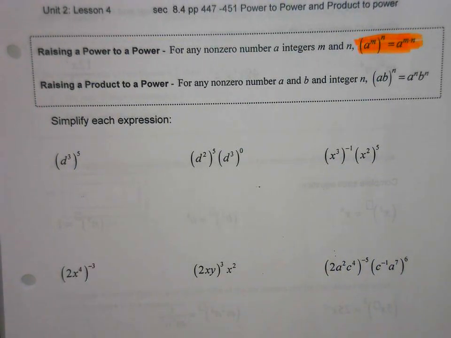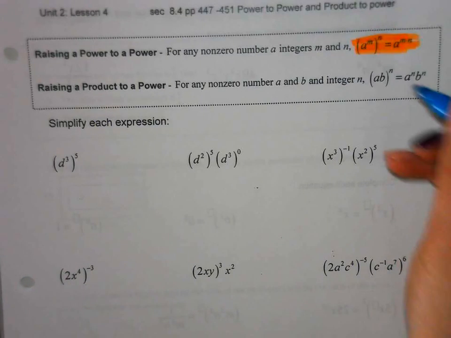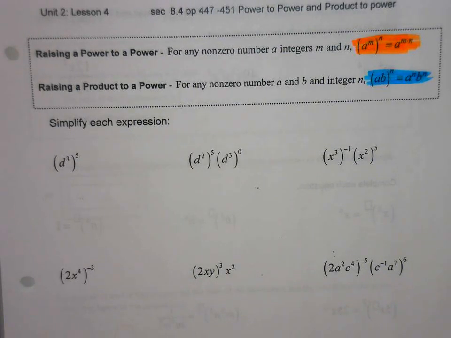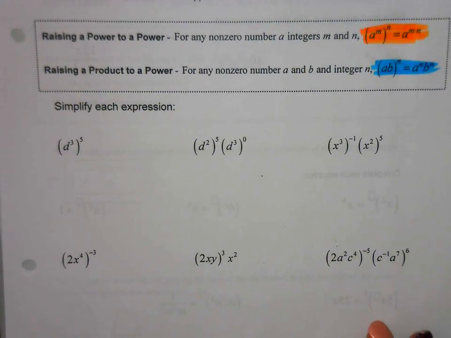Raising a product to a power: for any non-zero numbers a and b and an integer n, the quantity a times b to the nth power equals a to the nth power times b to the nth power. So let's look at simplifying these expressions using those two rules.